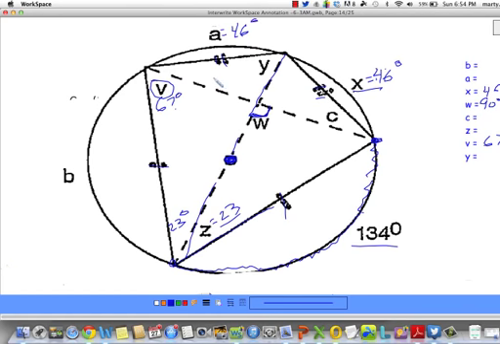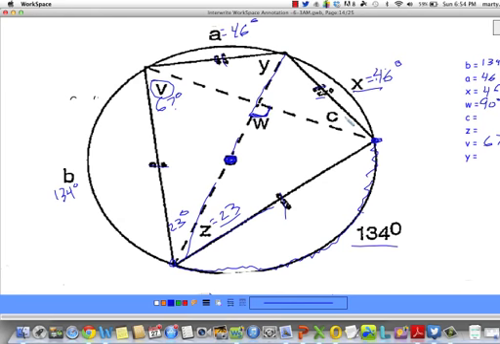So we've got quite a few things filled in. Again, this is a diagonal, that's 46. B is going to have to be 134 degrees. Head over here, fill in. B is 134. A is 46. What else do I need to find?